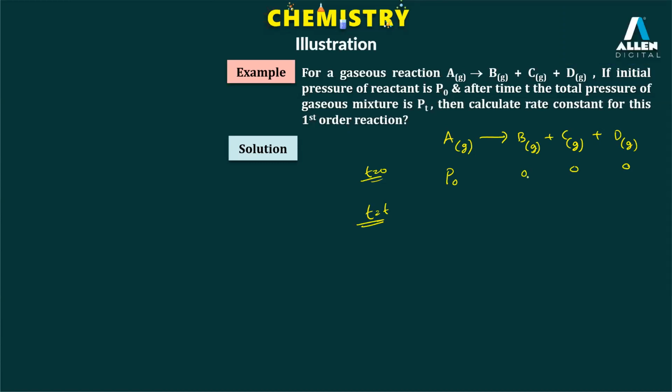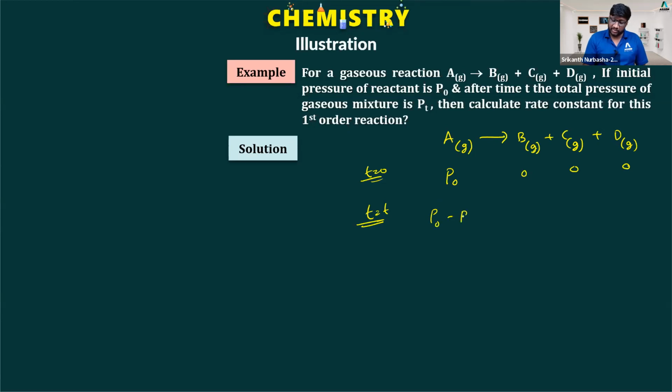1 mole each. Sure, Fatima? 1 mole each. So 1 mole of A is producing 1 mole of B, 1 mole of C and 1 mole of D. So the pressure lost by A is, let us say, P dash. So P dash is the pressure lost by A.